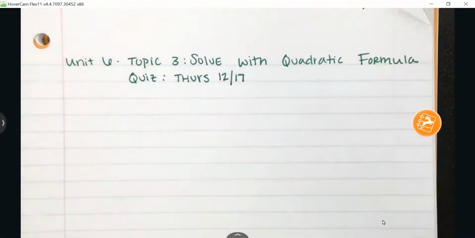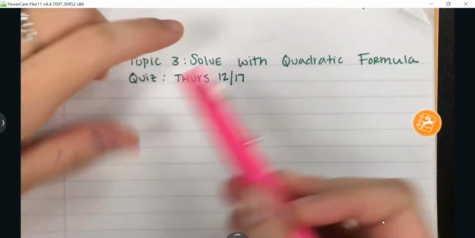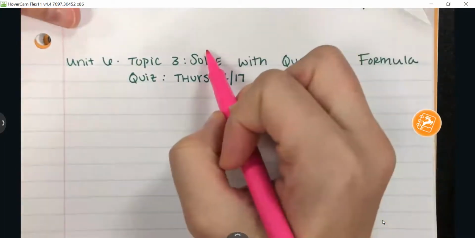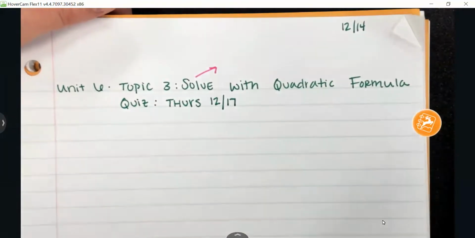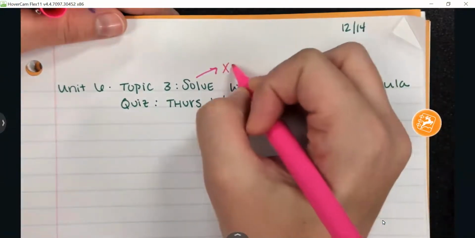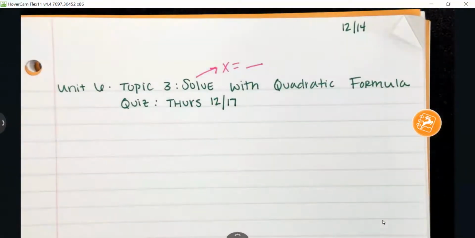Solving with the quadratic formula. And if I see the word solving, what should I know about my answers? What does solve tell me? X has to equal something. 0, a letter, a number, has to equal something. Okay?